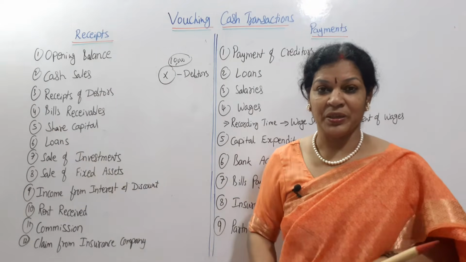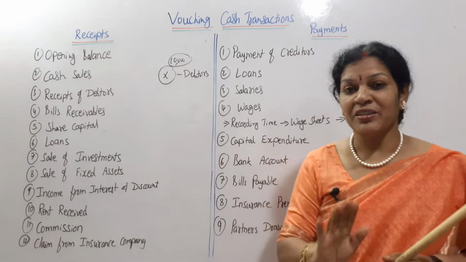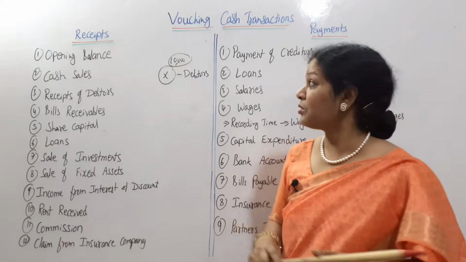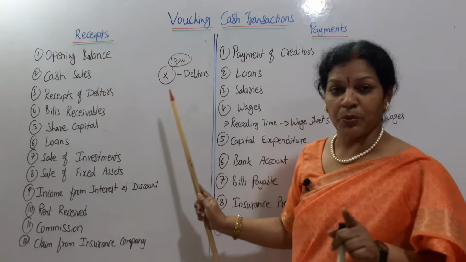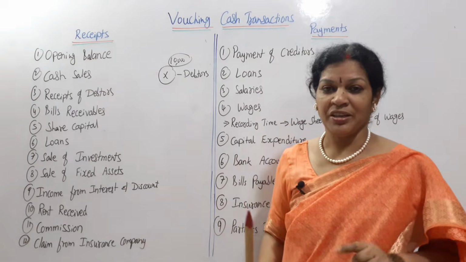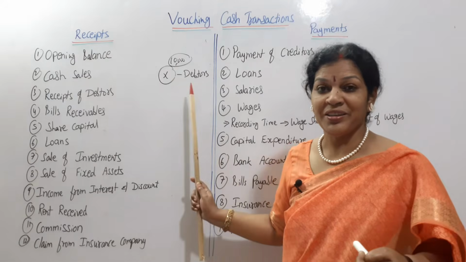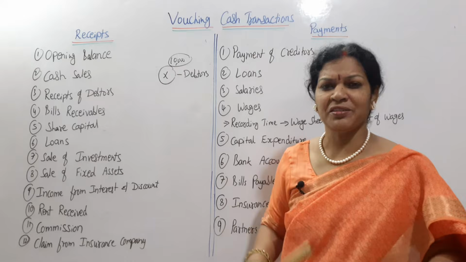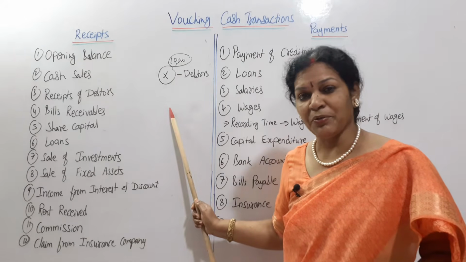So how much is he paying? How do you vouch this one? For this you need to check the purchase book. Sorry, this is receipts, na? Sales book. Sales book you have to check. In the sales book you will find all the debtors like X, Y, Z, whoever debtors are there, everyone is available in the sales book. Sales book we have to verify.